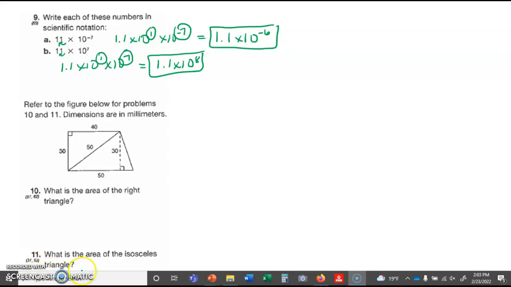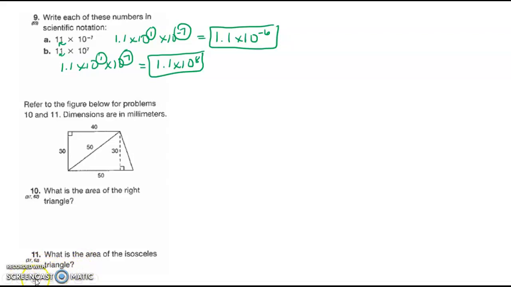Okay, let's move on to number 10. Let me get another color. Okay, and this says, what is the area of the right triangle? Okay, so you might think that's this, but that's not part of a triangle. Well, that's part of this triangle, but that's not a right triangle. Here is your right triangle. Okay, and it's asking what the area of this triangle is.